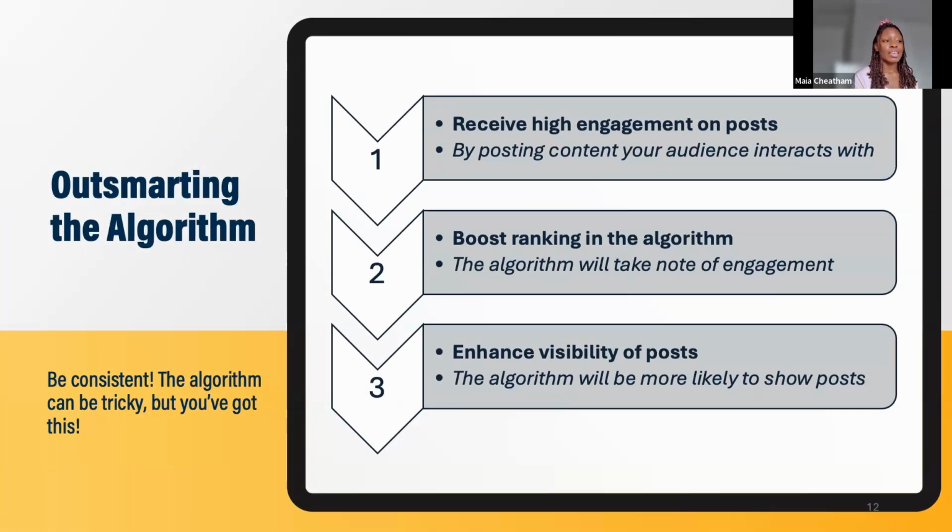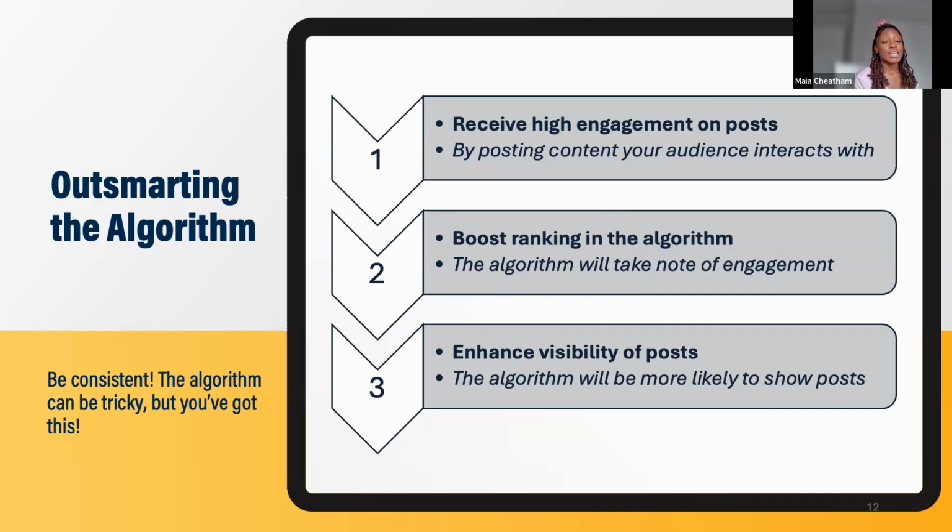Okay, it can be tricky to outsmart the algorithm, but we can give you a few pointers to get started. So first, by posting content that your audience interacts with, you'll receive high engagement on posts. So make sure you post things that could be appealing, whether it's an upcoming church event or volunteers needed. You just want to target your posts to match and meet your audience's needs.